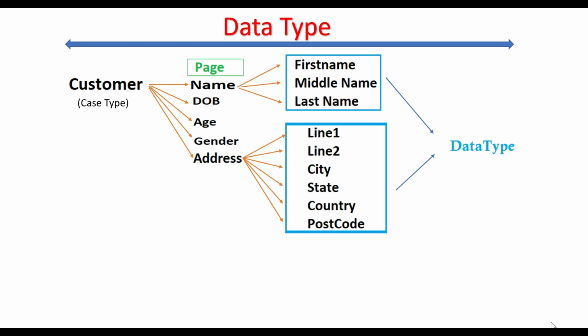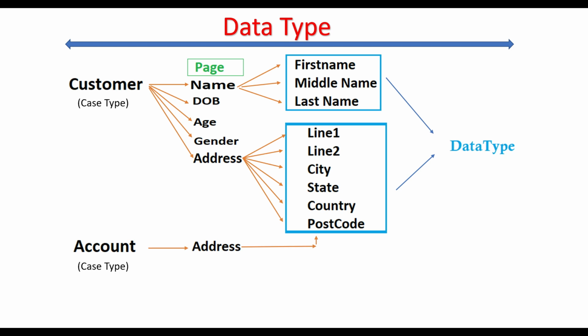But now think about this. Let's say tomorrow you get another case type called account. Now what will happen when that account case type comes into the picture, and your account has also got an address property.